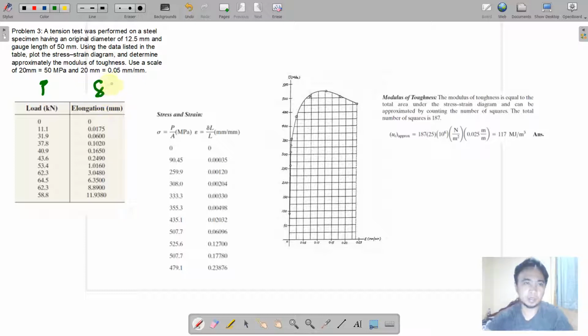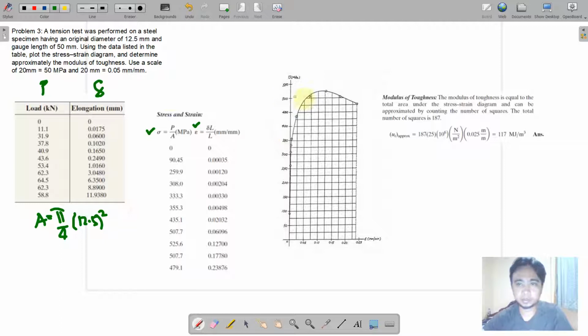Just divide that by the gauge length of 50, and again this P is divided by the area using the 12.5 millimeter diameter. So we have pi all over 4 times 12.5 squared. So we obtain these values, and again we graph that one.